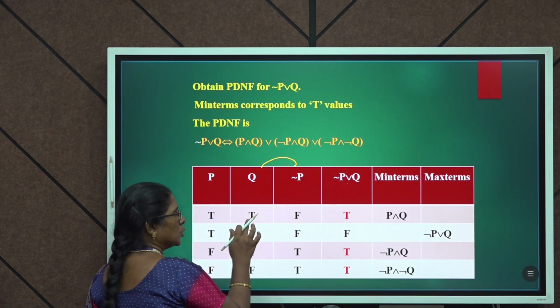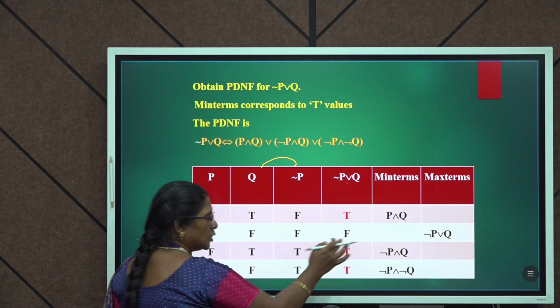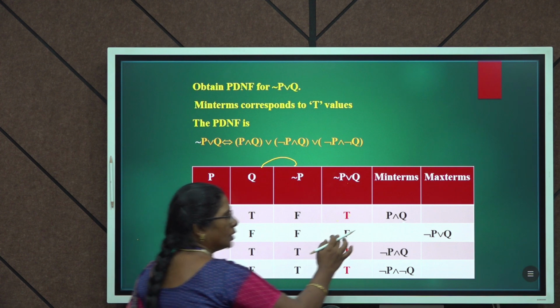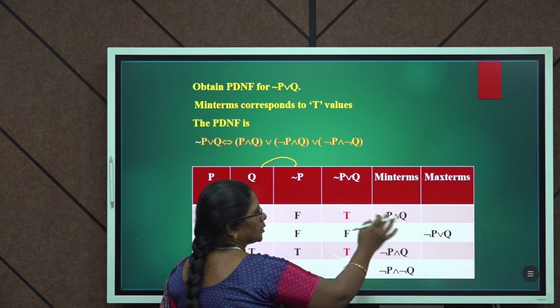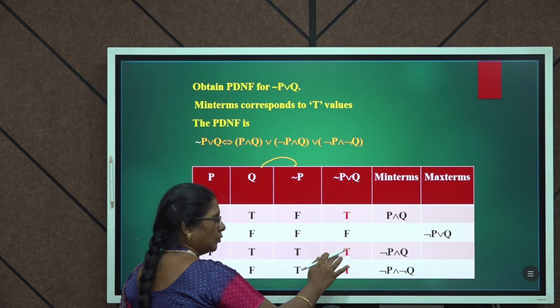See, here both are true. So, we have to write the statement as it is, P cap Q. Next, let us move to the next truth value, which is false. You have to leave this, because false corresponds to max terms. Only true corresponds to min terms. So, the first min term we have written, and we have left this false. Let us move to the next truth value, true.